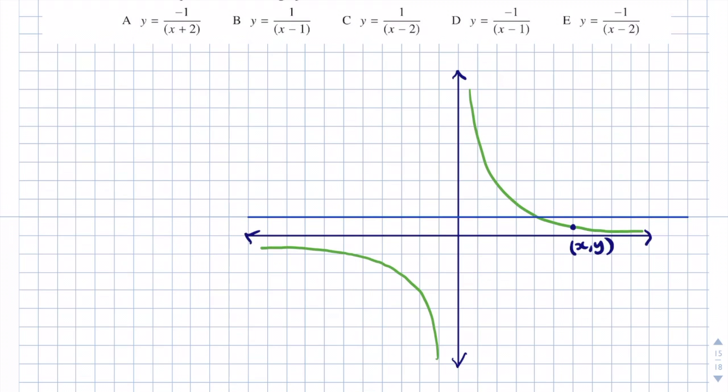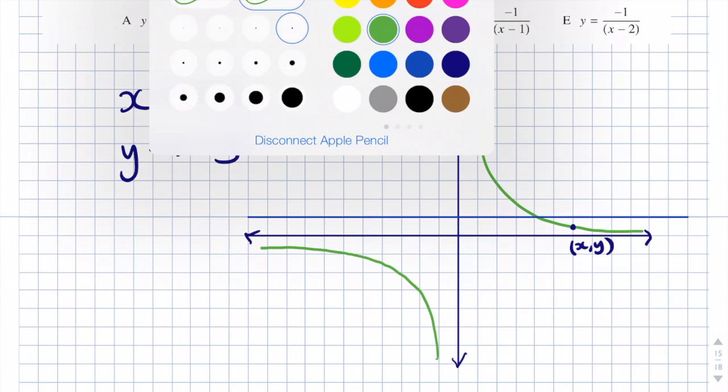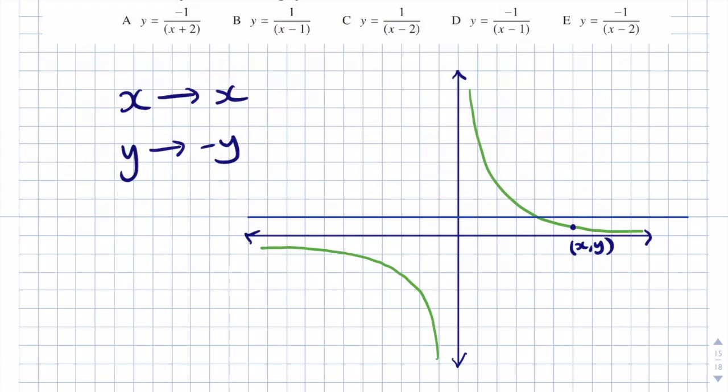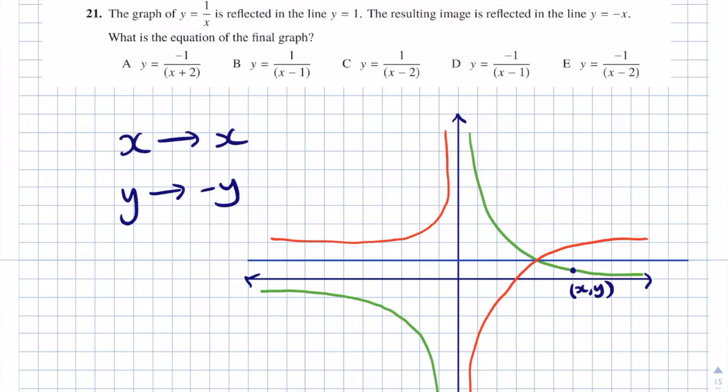We know if we reflect the curve y equals 1 over x in the x-axis, which would be the line y equals 0, all the x values are going to stay the same. The only thing that is going to change is our y values. So what's going to happen is our reflected curve, if I draw it in red, is going to look something like this. What we know is that when we reflect any function in the x-axis, it's going to be a symmetrical reflection of that function.